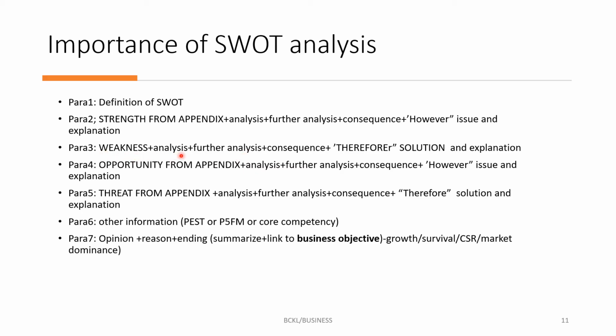And then the weakness, so when we are talking about weakness, definitely here we need to find the solution. Therefore will definitely come, therefore the solution and the explanation. And then opportunity from the appendix, you know, everything will be given to you in the appendix, be it SWOT, PEST, the macroeconomic influences, everything will be given to you. All you have to do is to take it from the case study, from the appendix, and then you analyze, further analysis, consequence, however, and explanation. And then threat, so here it is a threat, therefore you need to come with solution, okay, and the explanation as well.